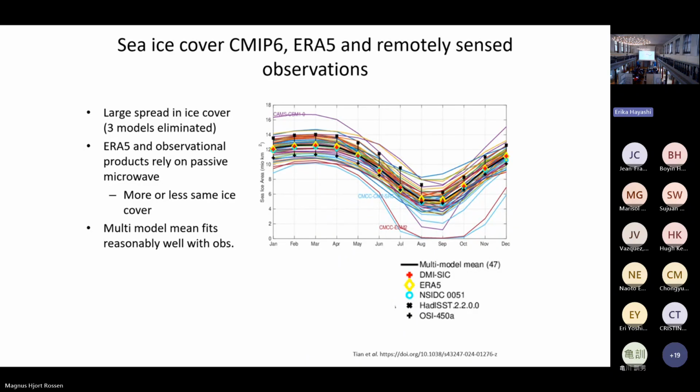So the DMI-SIG, that's an OSISAF-alike product that Pia has produced together with others. And then you have ERA 5, which uses the ice cover from OSISAF. And you have NSIDC and GHRSST and OSISAF 5, all of them based on passive microwaves. So they agree pretty much. There are some differences, but in large terms they agree. And luckily they agree with the ice extent of the ensemble mean of the climate models as well.